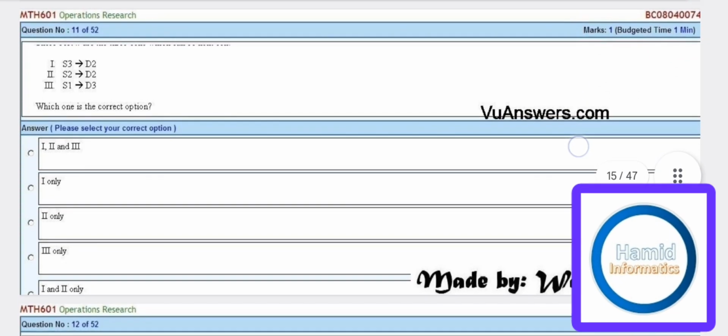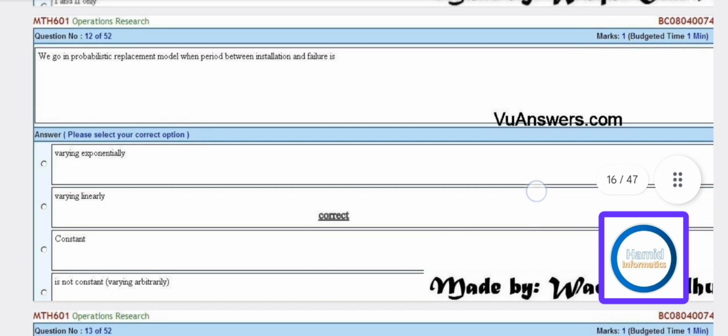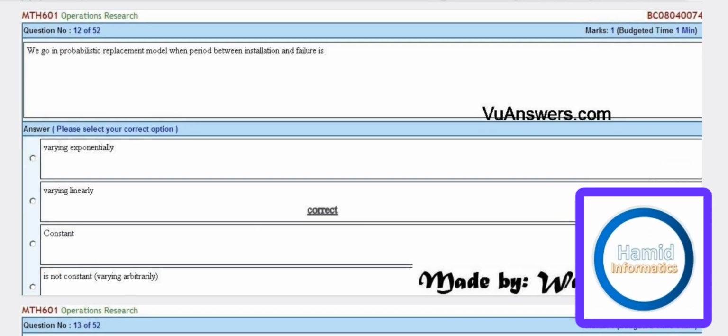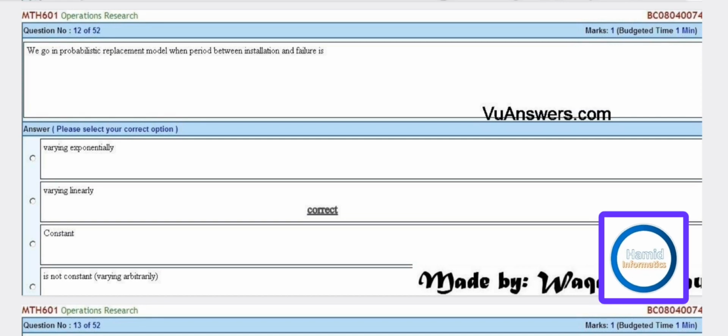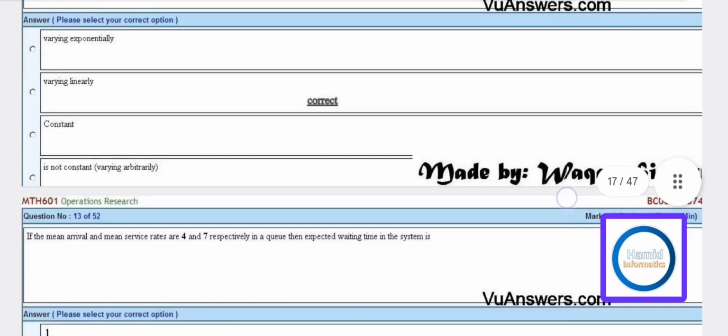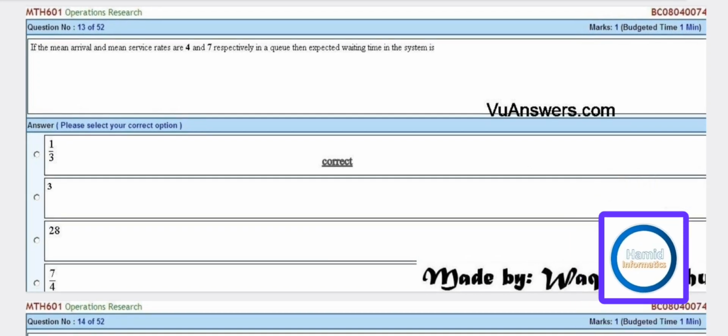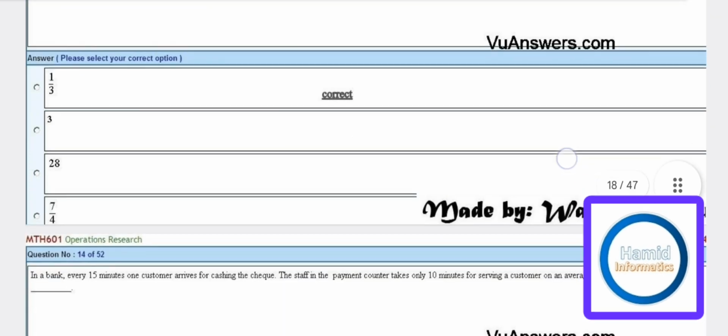Next question is, we go in probabilistic replacement model when period between installation and failure is varying linearly. Next is, if the mean arrival and mean service rates are 4 and 7 respectively in a queue, then expected waiting time in the system is 1 over 3.